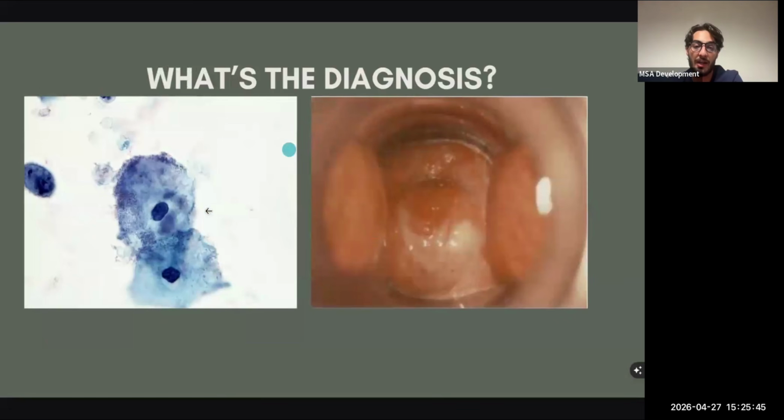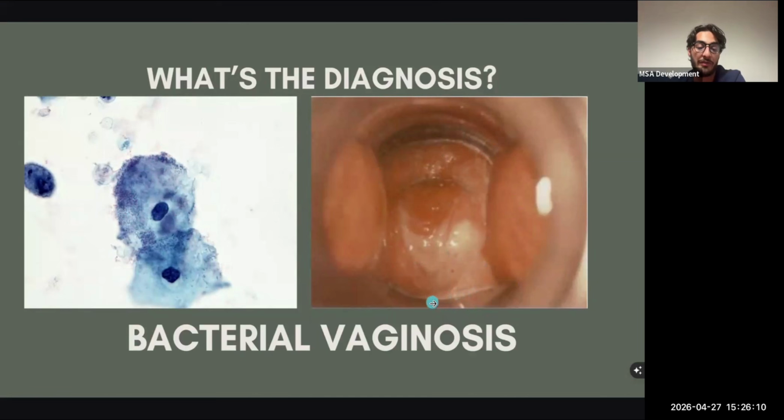Who can tell me the diagnosis here? These are vaginal cells, so this could be a pap smear or something. These are vaginal cells, but you can see there's a lot of tiny little bacteria on these cells. And this is another picture of cervical discharge, but this time it looks grayish and very scanty, very watery. So this is BV, or bacterial vaginosis.